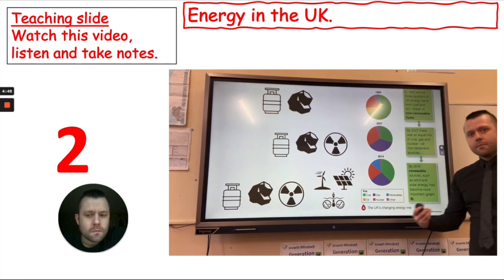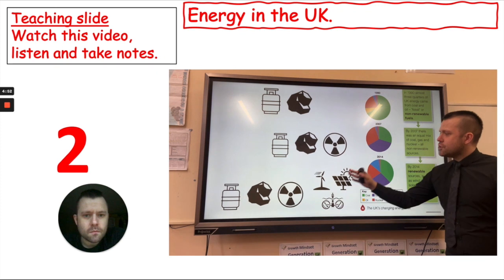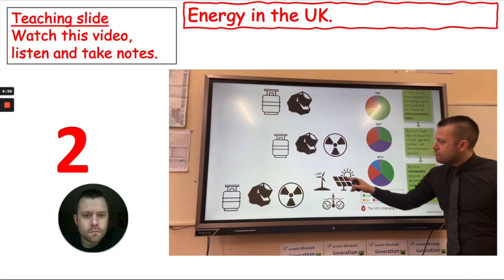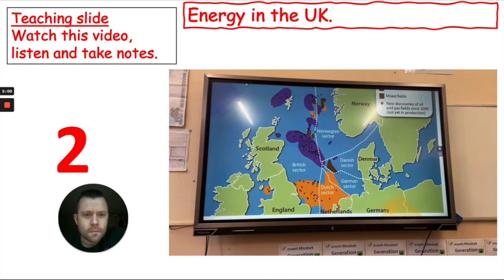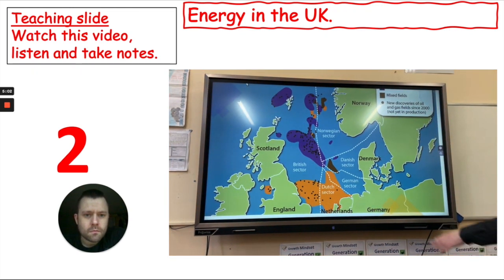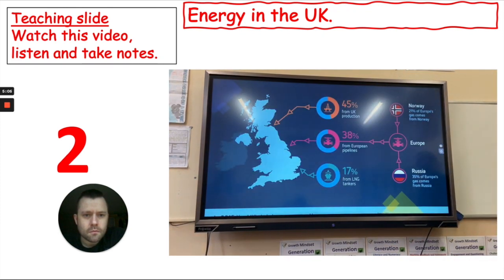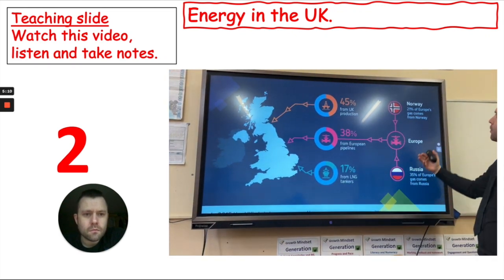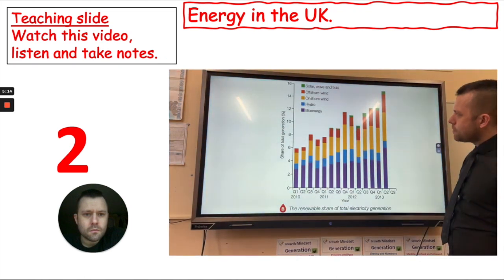from nuclear power stations. Moving on to 2014, in addition to these previous methods of energy production, we're now adding renewable energy such as wind, solar and tidal. Now, the majority of our energy previously came from North Sea oil and gas reserves, but as this reserve has dwindled, we've started importing more of our energy from abroad. For example, Norway, Russia and the European gas pipeline.